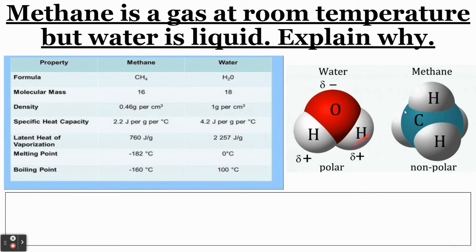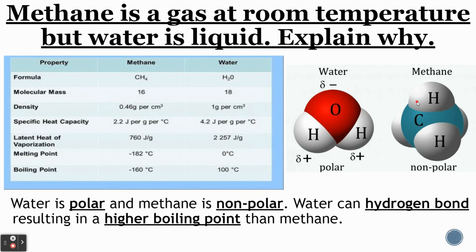And the reason for that is not just that it has more LDF, but the primary reason is that it's a polar molecule. It's able to do hydrogen bonding, and that's what gives it the higher boiling point, melting point. Whereas methane is a non-polar molecule. It can only do LDF, and that's why it has such a low melting point, boiling point. So water is polar and methane is non-polar. Water can hydrogen bond, resulting in a higher boiling point than methane.